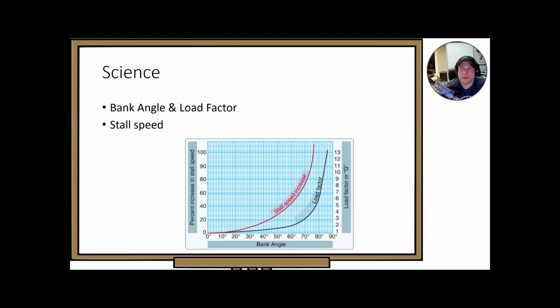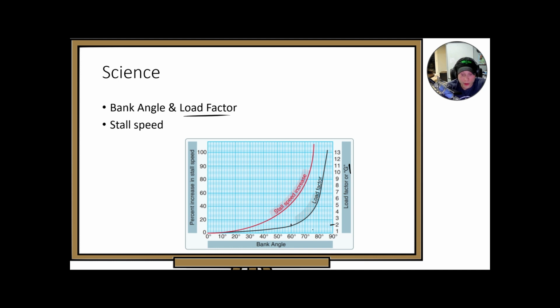Now let's talk about bank angle and load factor. First of all, what is load factor? Load factor, or G loading, is the additional weight the aircraft experiences as a result of a bank. And it's going to be the aircraft's weight plus its centrifugal force. And so we refer to it as G's. So as you roll into a 60-degree angle of bank, you're going to be pulling about 2 G's.